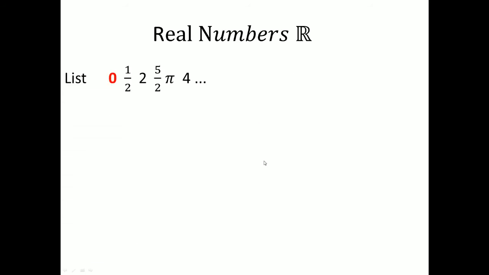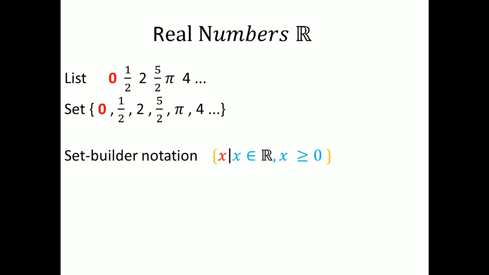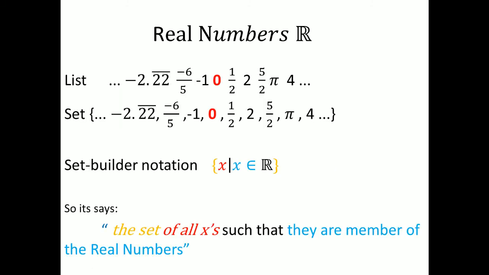You could cut that off by just using 0 and moving forward, cutting off all the negatives. You could put this in set builder notation, saying x is all the real numbers such that x is greater than or equal to 0. Notice this is 0, the fractions that stop, and the fractions that go on forever. So these are the real numbers.